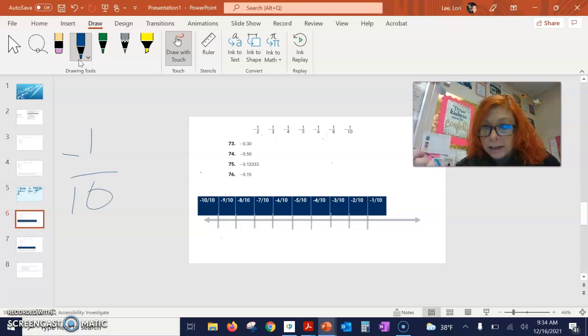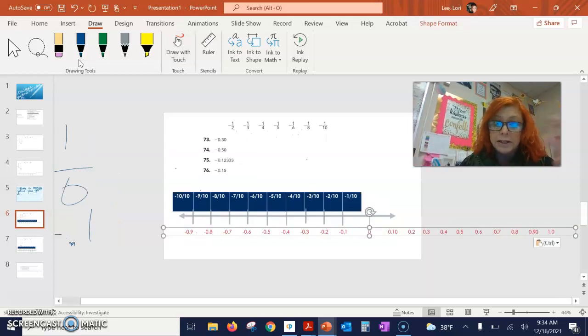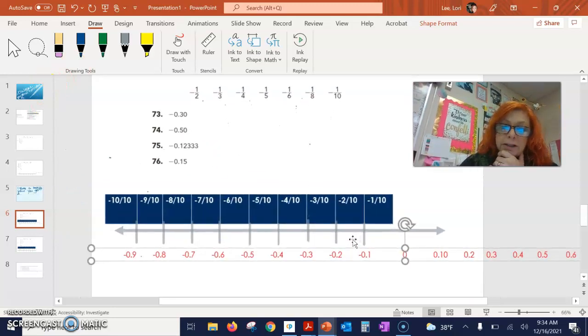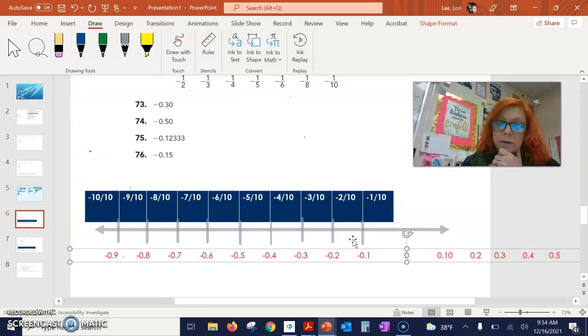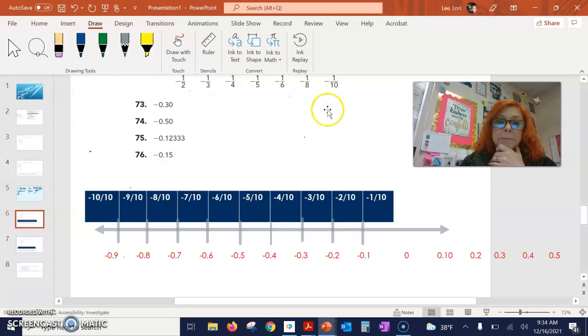If I was just saying that to you, instead of thinking fraction, you might hear negative 1/10, and you might say, oh, that would be negative 1/10. And you're absolutely correct, because they're read the exact same way because they're the exact same fraction. So what you should be able to do is go through these and see that negative 1/10 goes with negative 1/10, negative 2/10, negative 3/10, negative 4/10, etc.